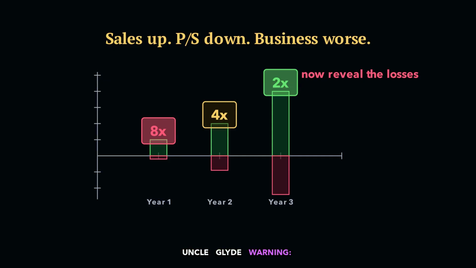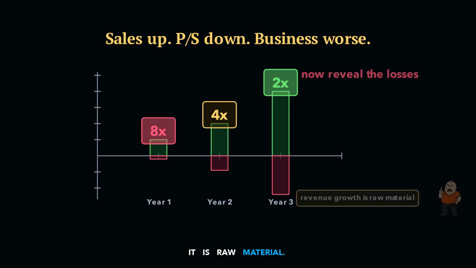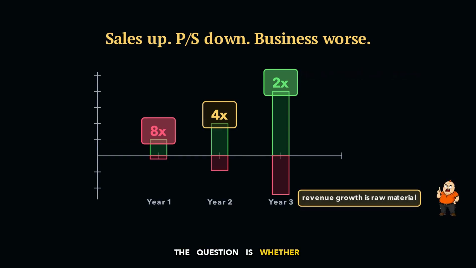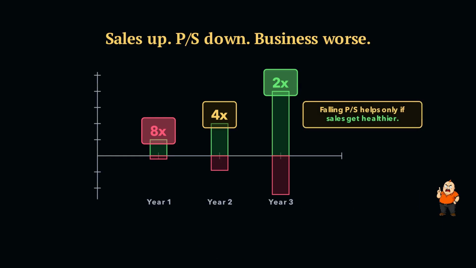Uncle Glide warning: revenue growth is not a scoreboard, it is raw material. The question is whether bigger sales create a stronger business. Quick recap: falling PS can be good, but only if the sales are becoming healthier. If sales grow and losses grow even faster, the low PS may be a warning, not a bargain.